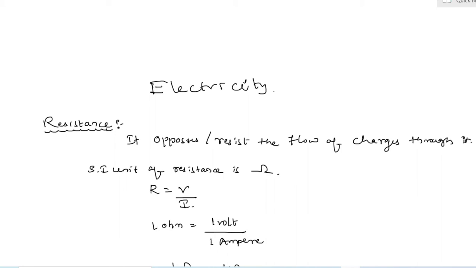Afterwards, we discussed electric current. Electric current is defined as the rate of flow of electric charge through any cross section of a conductor in unit time. Electric current I is equal to charge divided by time, that is, Q divided by T. The SI unit of electric current is ampere, named in honor of the French scientist Henri Marie Ampere.